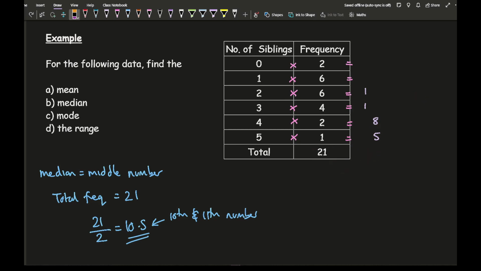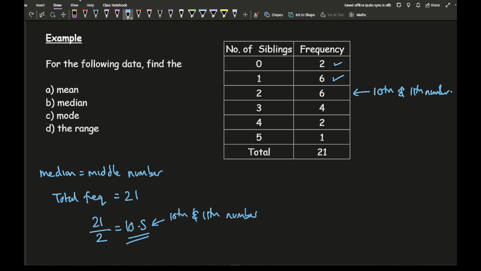Now obviously in an exam you would not be rubbing out any of this because all of this would be your working out. I'm just doing it so it's clearer. So for this, what we need to do is work out which column the 11th number is going to be in. So here I've got 2, then I'm going to have 8. So this column here is going to include the 10th and the 11th number.